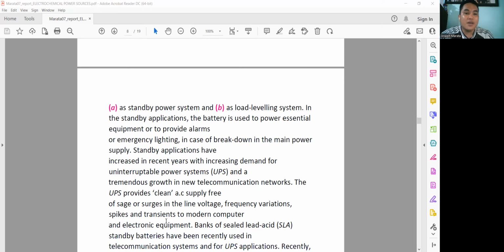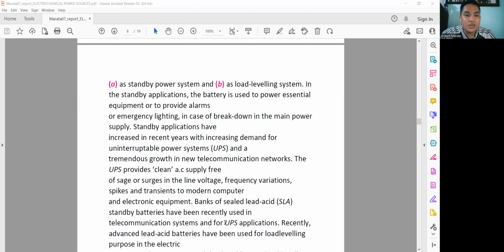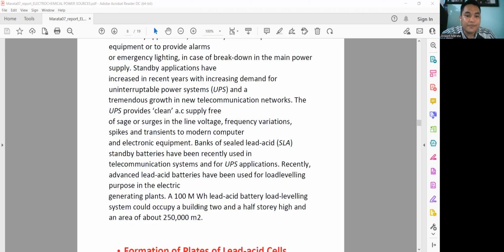The UPS provides clean AC supply free of sags or surges in the line voltage, frequency variation, spikes and transients, for modern computer and electronic equipment. Banks of sealed lead acid (SLA) standby batteries have recently been used in telecommunication systems and for UPS applications. Recently, advanced lead acid batteries have been used for load leveling purposes in electric generating plants.